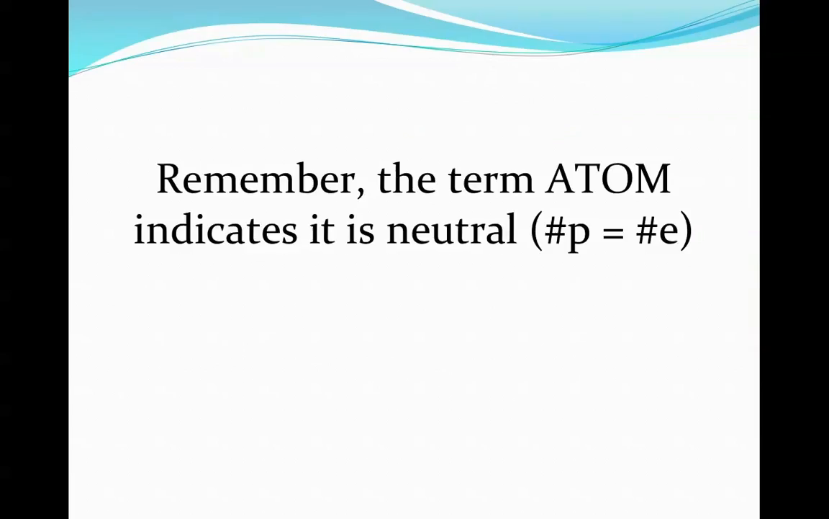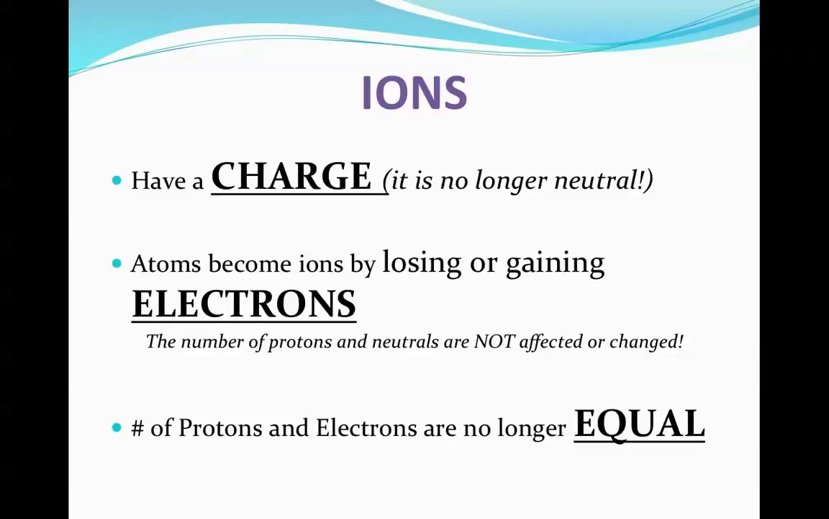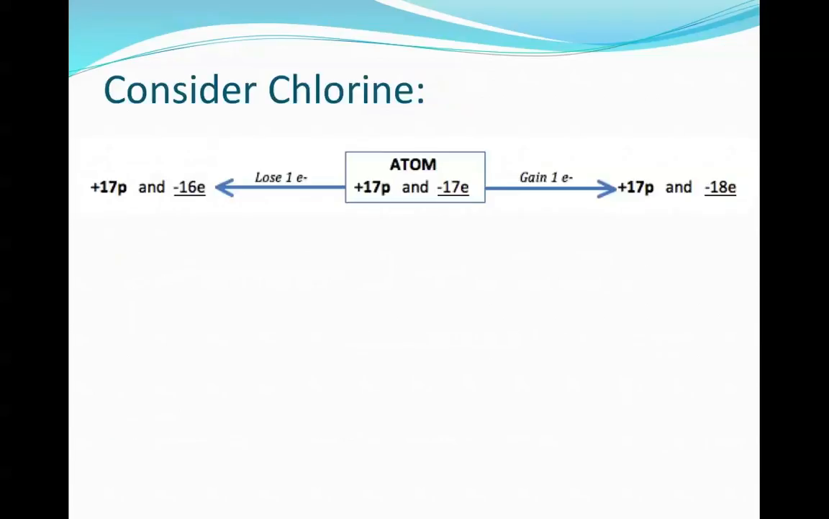Now remember, up until now we've talked about the term atom, and that an atom indicates that the particle is neutral, so the number of protons is equal to the number of electrons. Now an ion is different because it has a charge, it is no longer neutral. Atoms become ions by losing or gaining electrons. The number of protons and neutrons are not affected or changed, it's only the electrons, because those are on the outside of the atom. The number of protons and electrons are no longer equal, which is what gives the ion a charge.